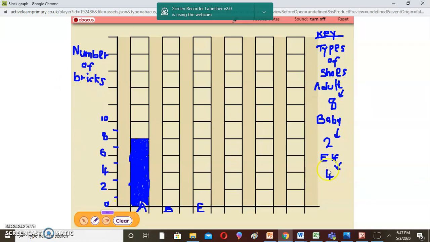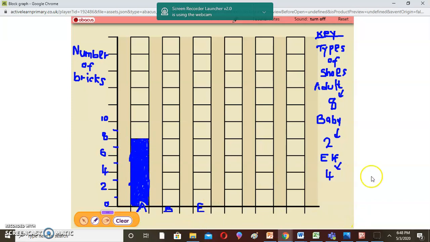Now we will start with adults. Adults is 8. Here, A represents adults, B represents baby, and C represents elf. Now A weighs 8. I have already colored it. We count in twos: 2, 4, 6, 8. So this is where 8 is. You color the blocks up to 8.